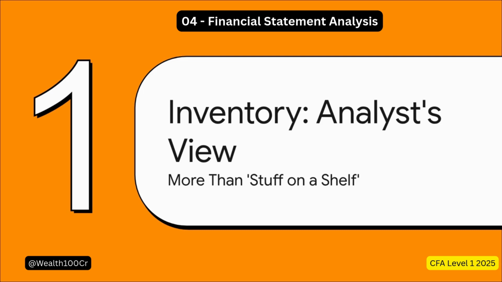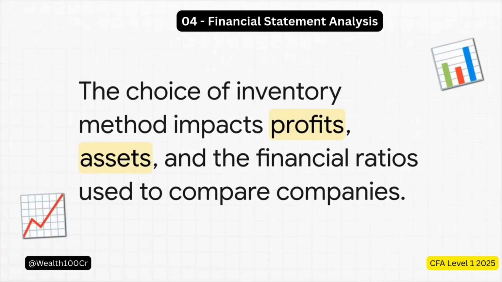For any company that makes or sells physical goods, inventory is a, if not the, primary driver of profit. But what's really critical for us as analysts is that the accounting choices a company makes here can dramatically change its reported earnings and the value of assets on its balance sheet. And this is exactly why, as an analyst, you simply cannot make an accurate apples-to-apples comparison between two companies, or even track one company's performance over time without first understanding which inventory methods they're using and knowing how to adjust for them. It is absolutely fundamental.